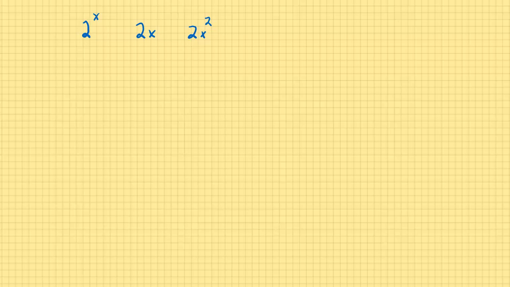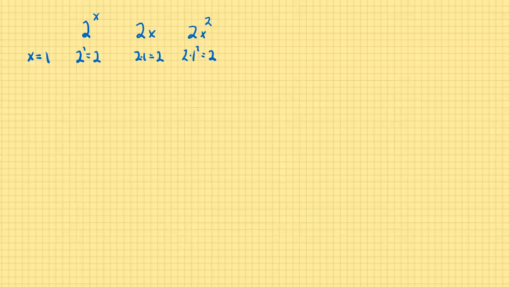So let's see what happens when x is equal to 1 for each of these functions. So when x is equal to 1, here we have 2 to the first power, which is 2, right? For the linear function here, we have 2 times 1, which is also 2. And when x is equal to 1 in 2x squared, that's going to be 2 times 1 squared, which is 2. So when x is equal to 1, each of these functions equal 2.